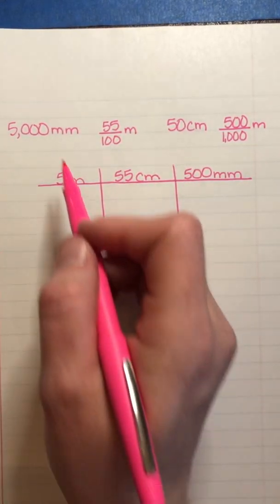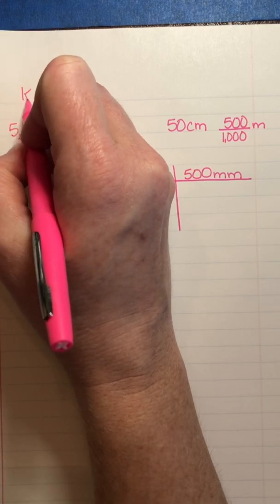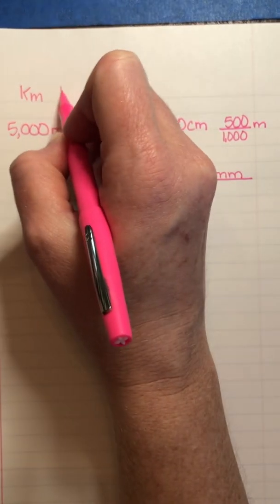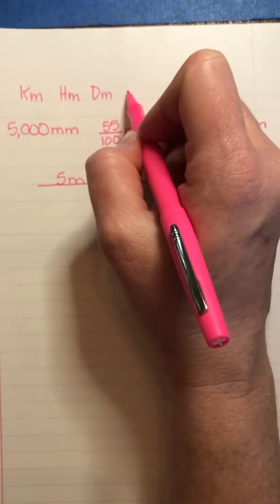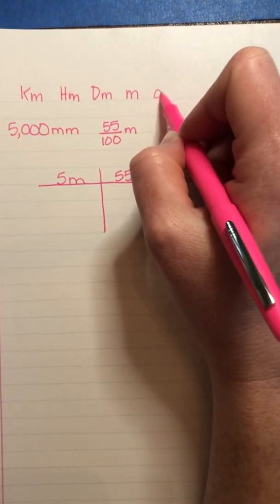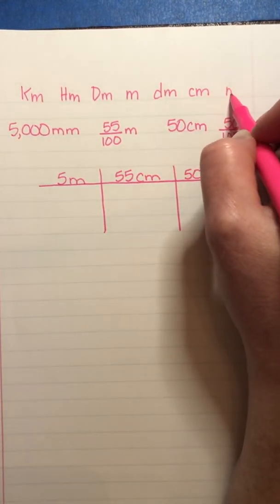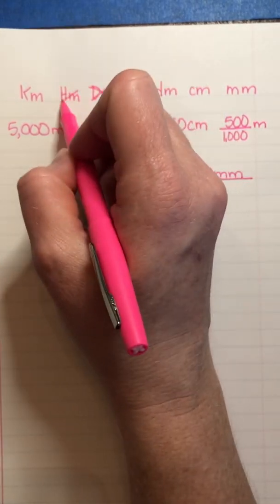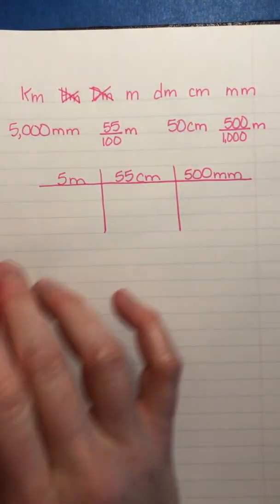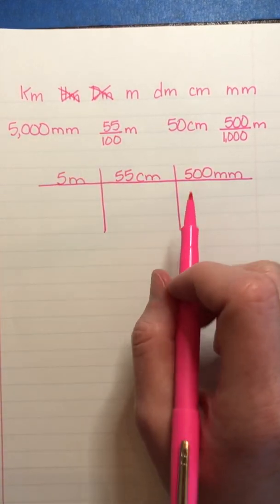Just so I don't have to flip back and forth, I'm going to put my conversion chart up here. So we've got kilometer, hectometer, decameter, meter, and then we've got decimeter, centimeter, and millimeter. And I know we said earlier, we're not using decameter and we're not using hectometer, but that way you can see all of them listed, and then you can make your jumps a little bit easier.